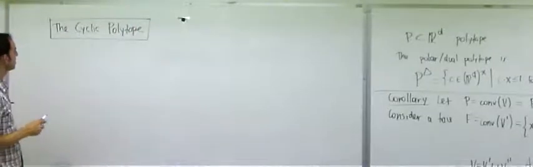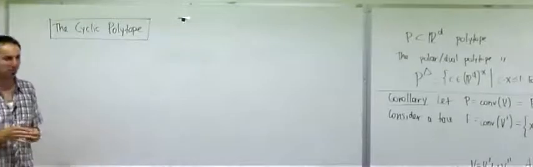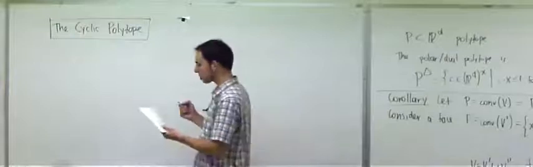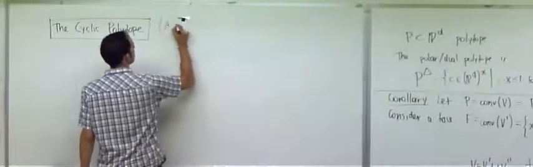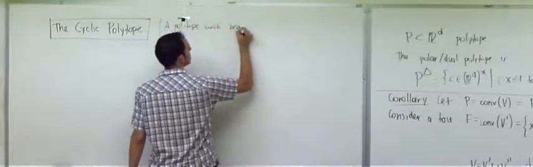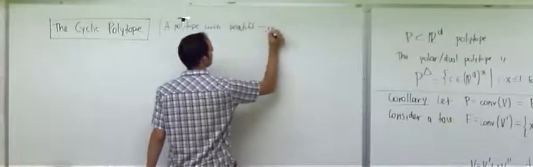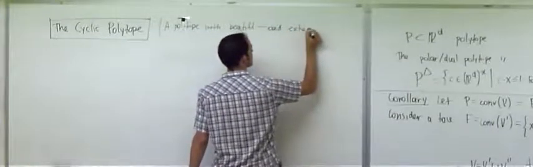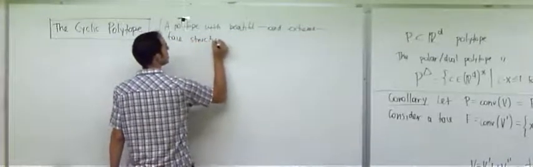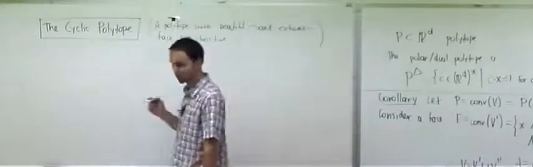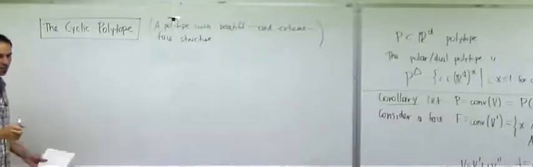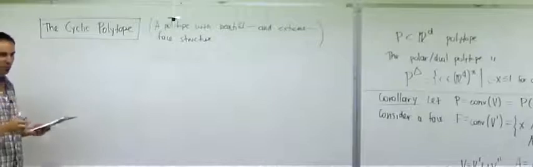So the definition of the cyclic polytope might not be so beautiful, but you'll see that the properties are very beautiful. So this is meant to be a polytope with beautiful and extreme face structure. And you'll see what I mean by that. When it comes to the faces of a polytope, this thing is as extreme as can be, and I mean that in a very concrete sense. Okay.